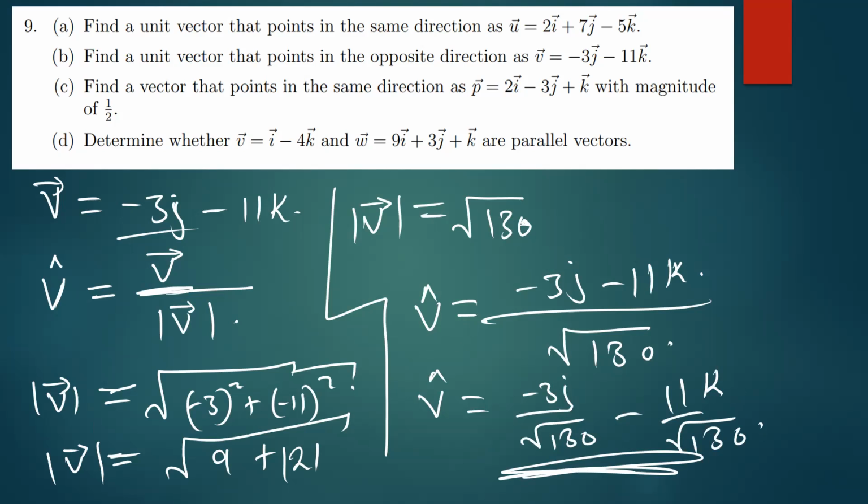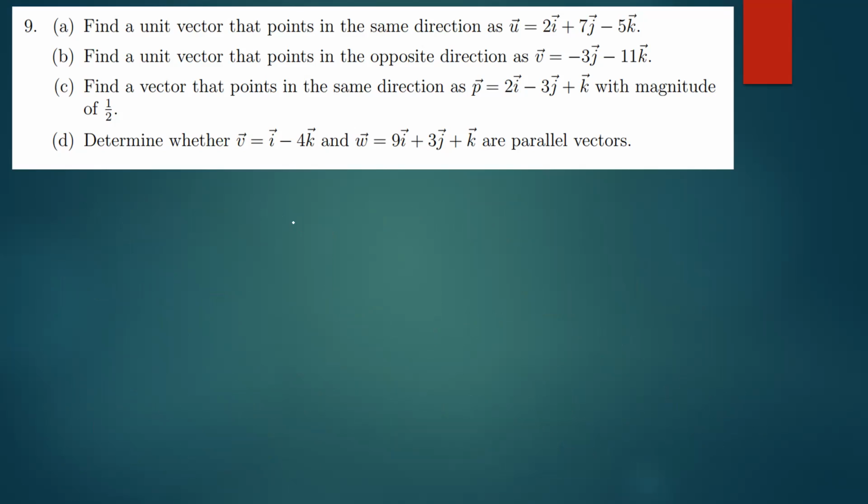So this is exactly what you're supposed to find on part B. So let's move on to part C and see what we're supposed to do. To prove part B, you have to find the magnitude of the final answer that we found. If you find that the magnitude is 1, then you conclude that the answer you've gotten is correct. So let's quickly move on to part C.